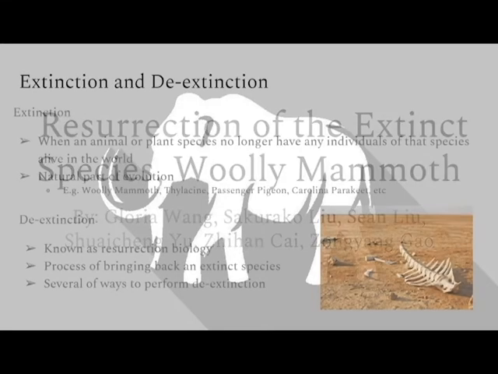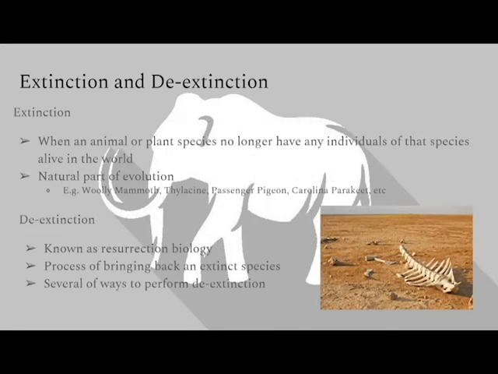Extinction is when an animal or plant species no longer has any individuals of that species alive in the world. The causes for extinction are habitat loss and introduced species, pollution, population growth, overhunting, overconsumption, and other influences. Some examples of extinct species are woolly mammoth, thylacine, passenger pigeon, and Carolina parakeet.